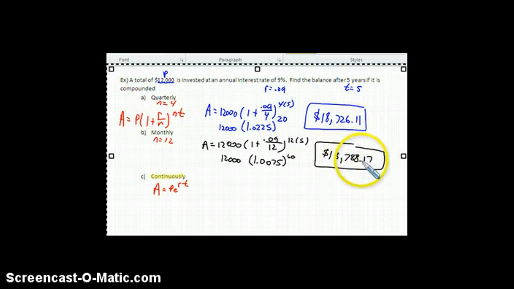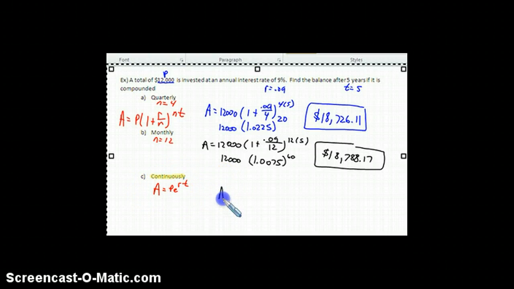So I should have a greater value for this one than this first problem, because this was only compounded 4 times a year, whereas this one was compounded 12 times a year, monthly. So I'm earning more interest on top of interest that I've already earned. Now because it says continuously, that's when we use the PERT formula.